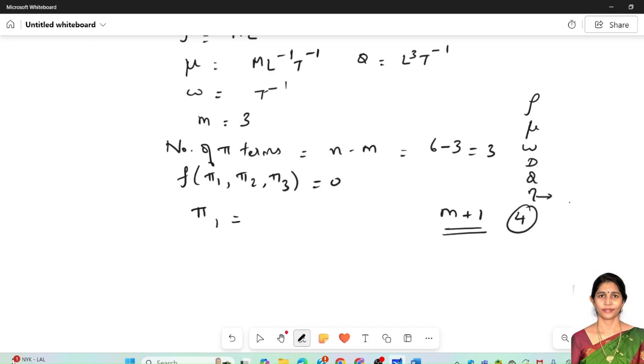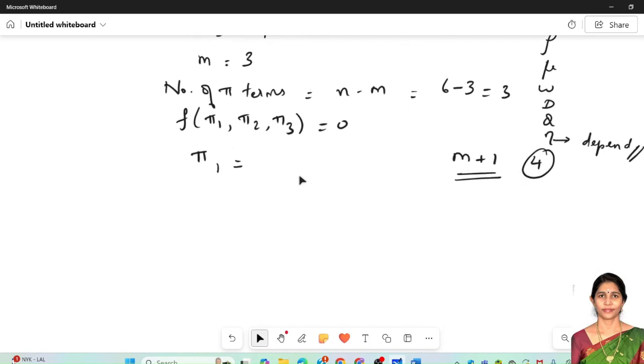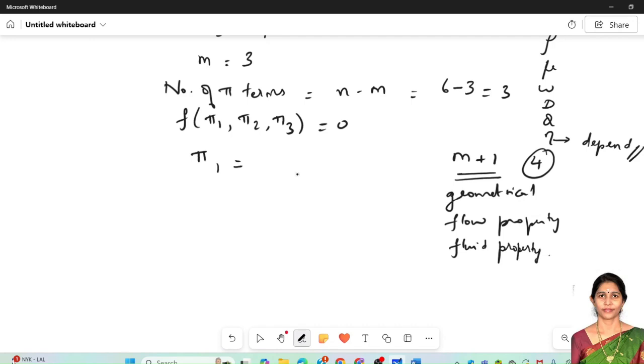Right? In this, this is the dependent variable. So the dependent variable can never become the repeated variables, right? There should be 3 repeated variables, and the other one can be the non-repeated variable. We have to identify the repeated variable. So what is the thumb rule for identifying the repeating variable? The repeating variable should be chosen in such a way that it should denote the geometrical property of the system. The second one, flow property of the system. And next, the fluid property.